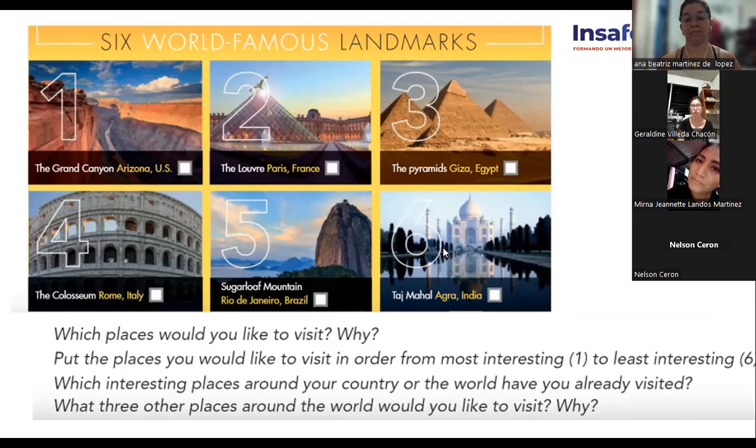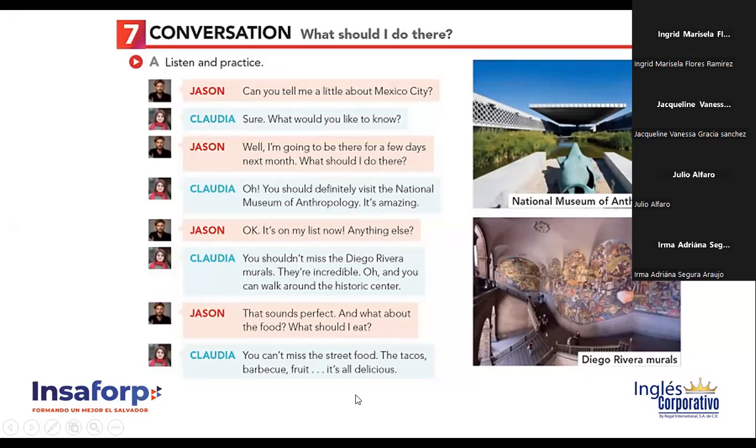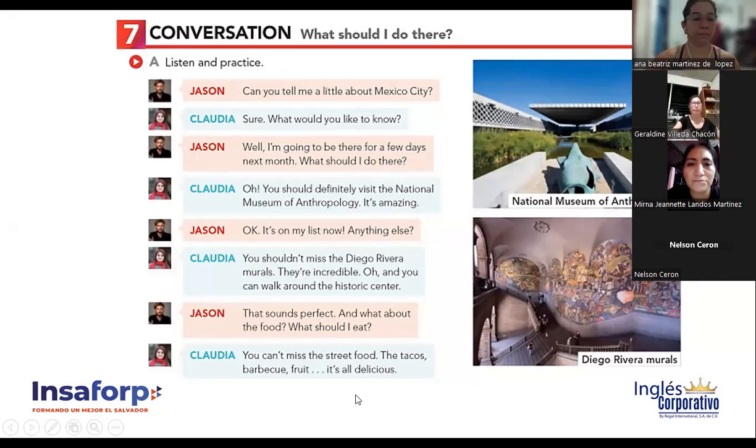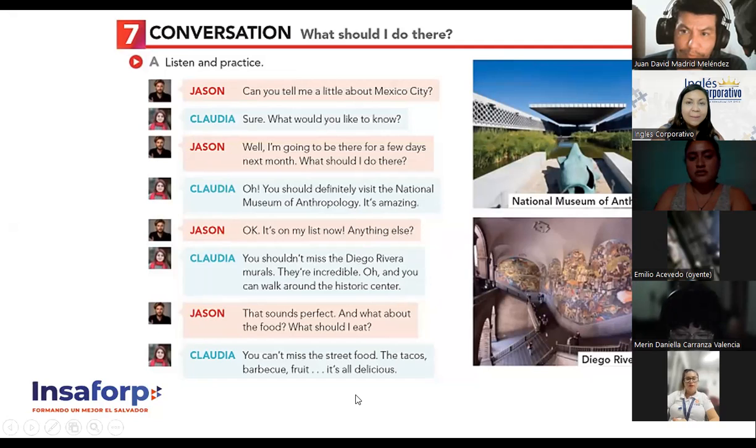Okay, let's go over the next conversation. What should I do there? We have a conversation between Jason and Claudia, and I need two people who can be them and read the conversation. Two volunteers to read the conversation? Me, teacher. Okay, Beatriz and... I didn't see who was the other. Me. Patricia, okay. Anna and Patricia.